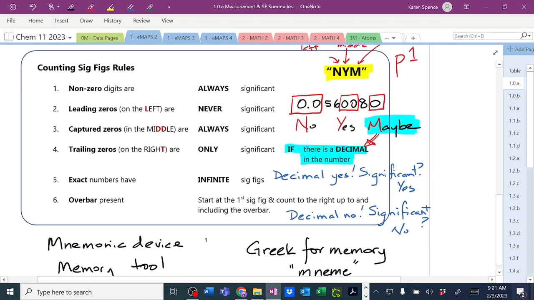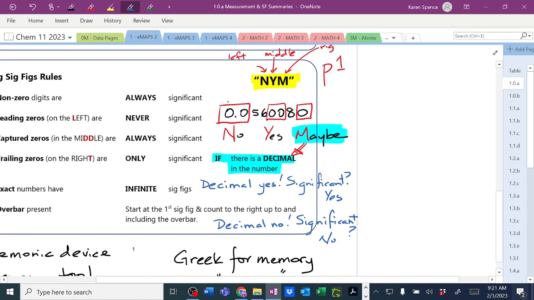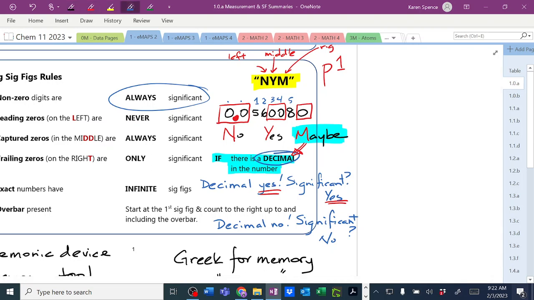So in this particular number, zeros on the left do not count, so we will not count them as part of our sig figs. Non-zero digits are always significant, so we have 1, 2, zeros in the middle, yes, those are significant. 3, 4, that's a non-zero digit. 5, and then we have a final 0, and that's our maybe, and we ask ourselves, is there a decimal in the number? And lo and behold, there is a decimal right there. I've made it large and red. And so if we say decimal, yes, there is a decimal, then is that 0 significant? Yes. So that means now we have a 6th significant figure. So there are 6 sig figs in that number.